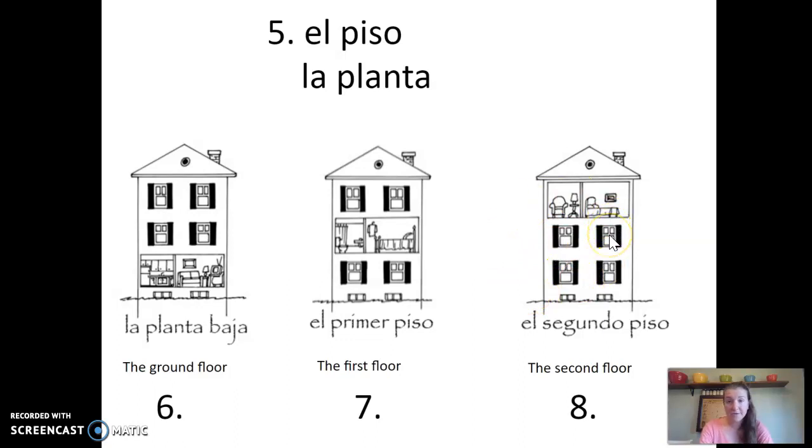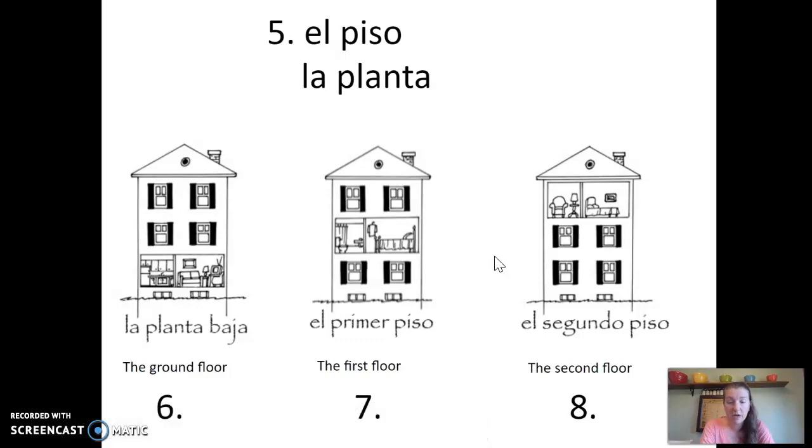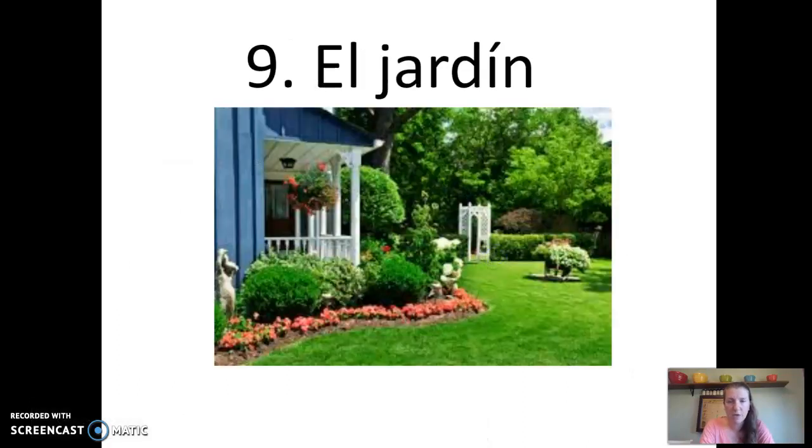And then some houses, if they're really big, would have, we would say the 3rd floor, but again, in Spain, they would say the 2nd floor, el segundo piso, right? The 2nd floor. So what they call the levels of a house is a little bit different in Europe. Same thing with hotels.